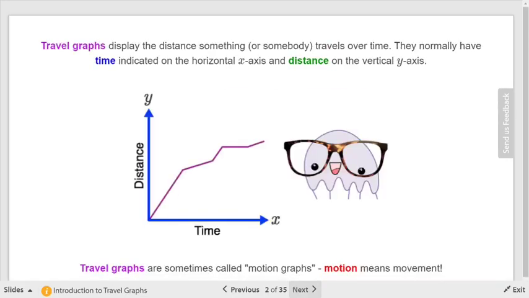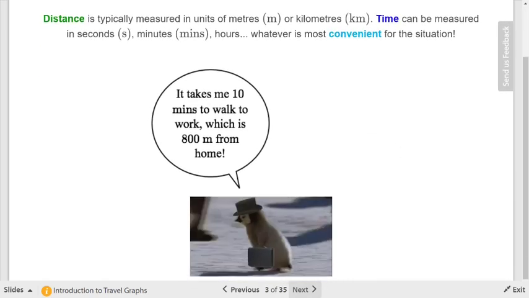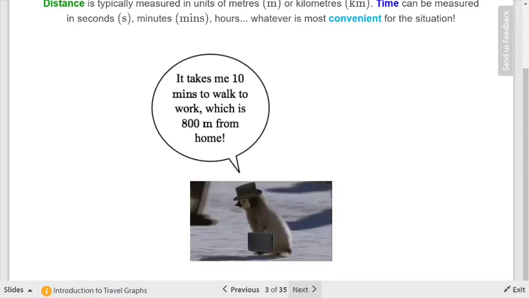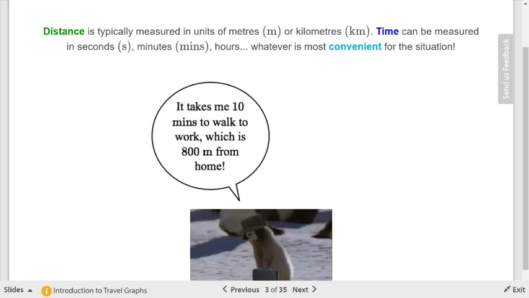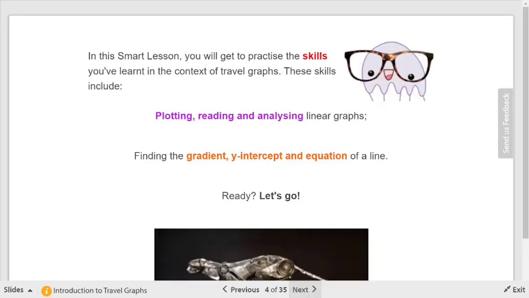And again, as we were talking about, you have time on the bottom, distance on the y-axis, and it's always given that. They're sometimes called motion graphs because motion means that you're moving, right? Remember that you have to have a title and you have to have labels, all right? And time can be measured in seconds, minutes, hours, distance in meters, kilometers, right? So use different units for more appropriate units. Okay?